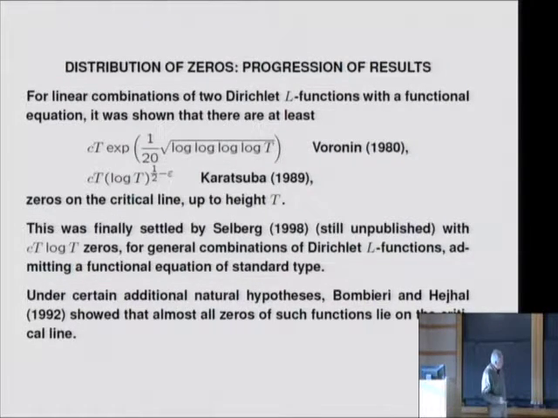But then, what is the correct bound? In 1998, so Selberg was already more than emeritus, I suppose, he proved that a positive percentage, c T log T, of zeros for a general combination of Dirichlet L-functions admitting a standard functional equation lie on the line. This paper, however, is not written yet. There are some notes by Selberg, and I know Dennis Hejhal is working on putting them in publishable form. And eventually, I do hope that it will be.